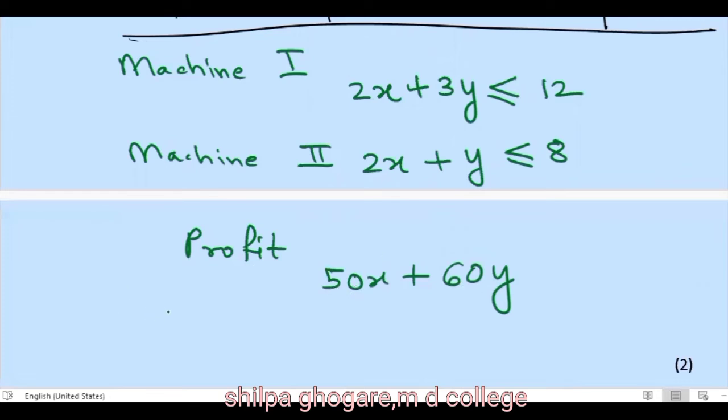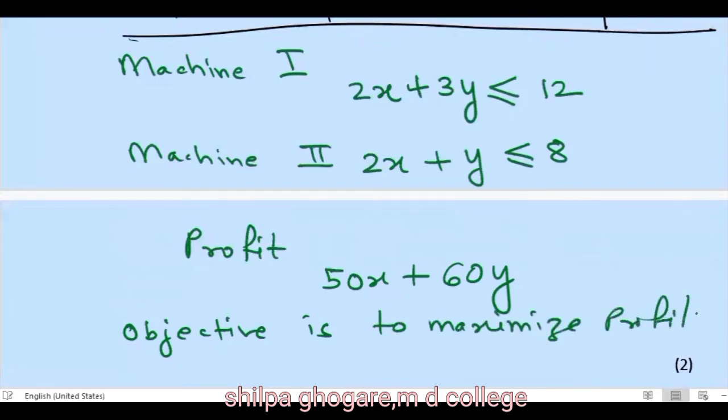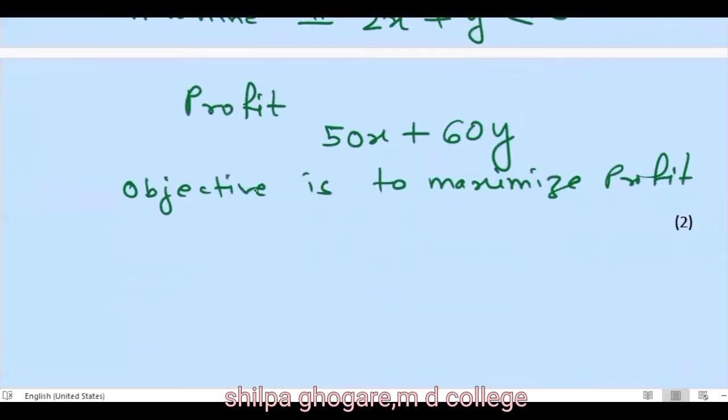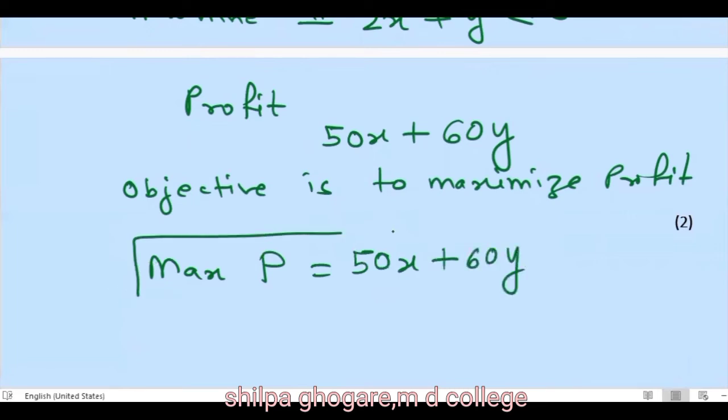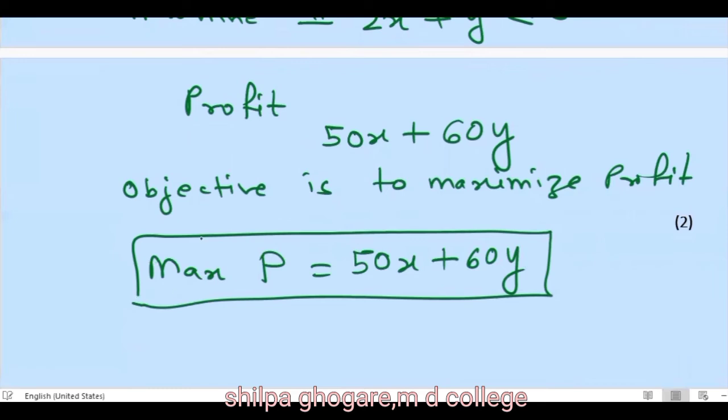That means the objective here is to maximize profit, and therefore, suppose I call profit as a P function, P is equal to 50x plus 60y is my goal of the problem, and this is known as the objective function. This is my objective function.